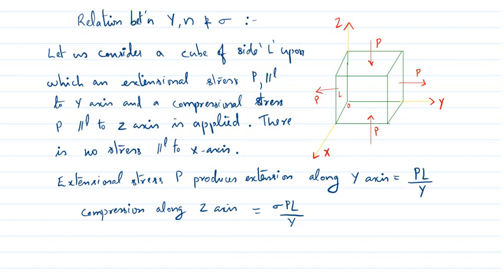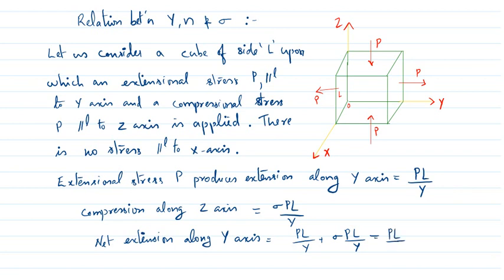Thus we can find the net extension along the y-axis, which will be equal to PL divided by Y plus sigma PL divided by Y. So this will be equal to PL divided by Y, 1 plus sigma. So these are equation number 10, 11 and 12.